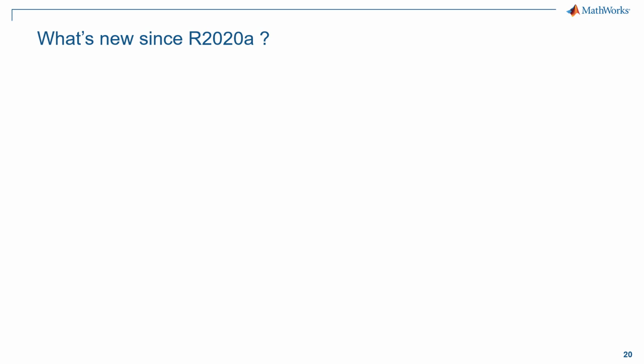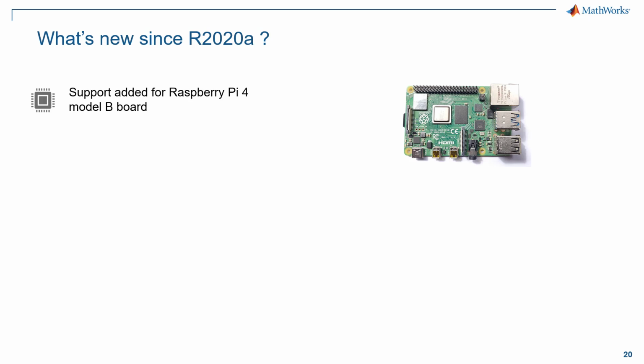Alright, next, let's take a look at some of the newer capabilities available in MATLAB for deep learning using Raspberry Pi starting from MATLAB Release 2020a. A new support has been added for Raspberry Pi 4 Model B board. It's more powerful since the onboard RAM can go all the way up to 8 GB, and this is definitely a big boost for running deep learning applications on the Raspberry Pi.